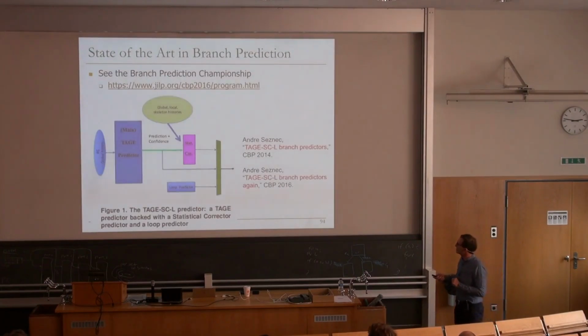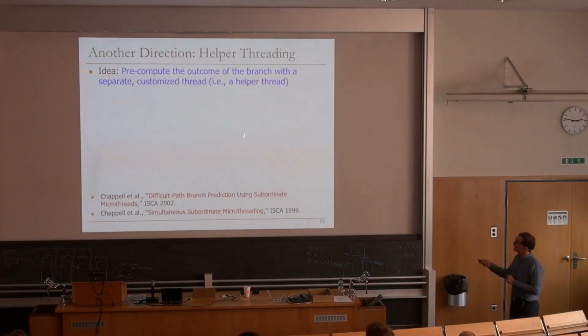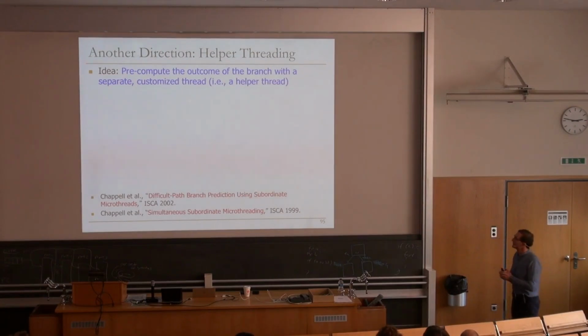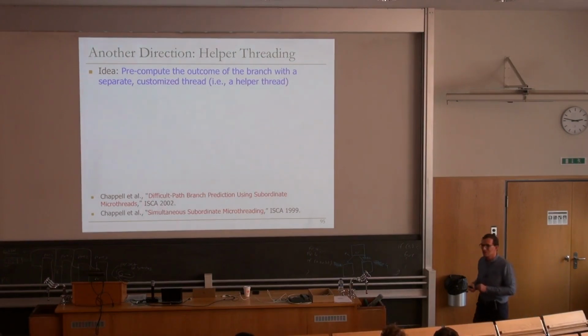Okay, so let me actually go a little bit more. Another direction is that we're trying to predict these hard-to-predict branches. This is a very interesting idea. As opposed to trying to build a predictor for these hard-to-predict branches, use your predictor resources for as much as you can, but there still remain some hard-to-predict branches. What do you do with them?